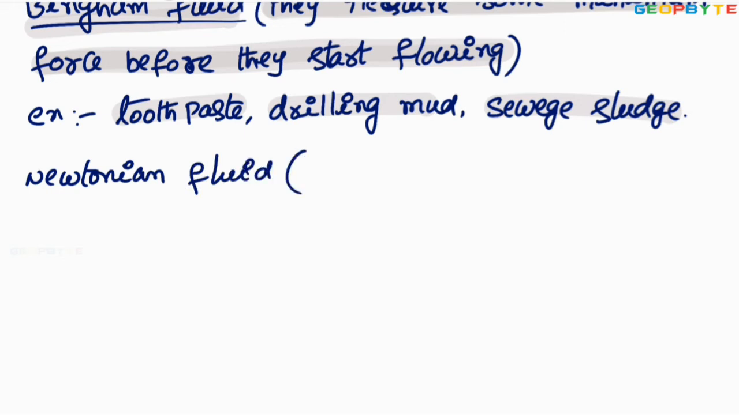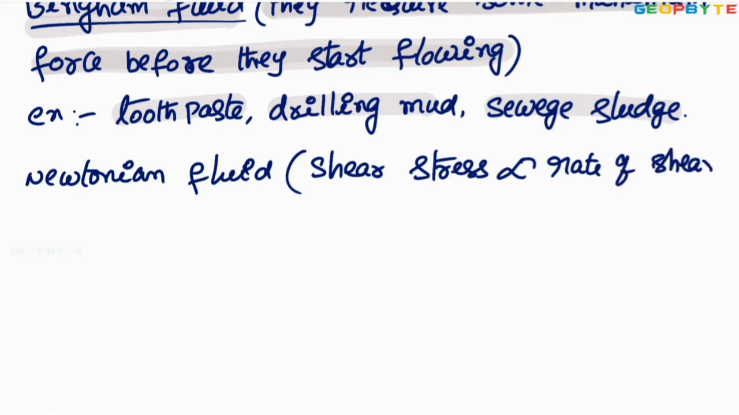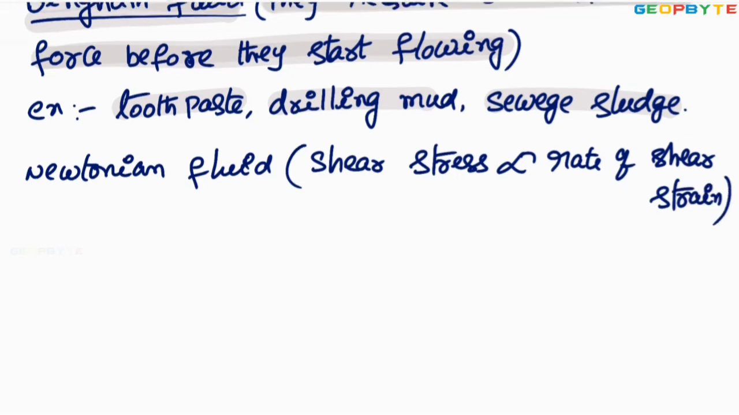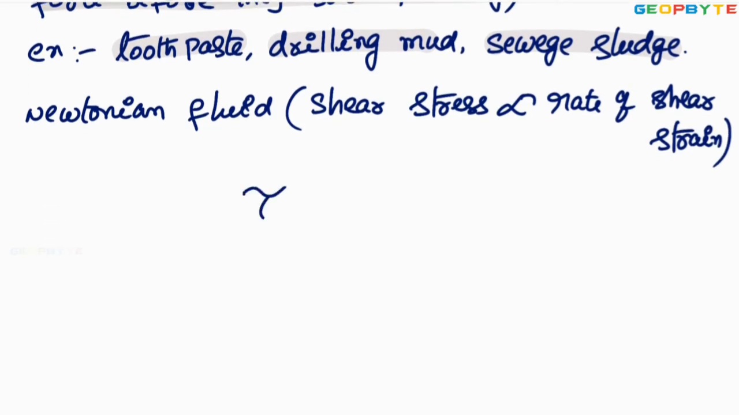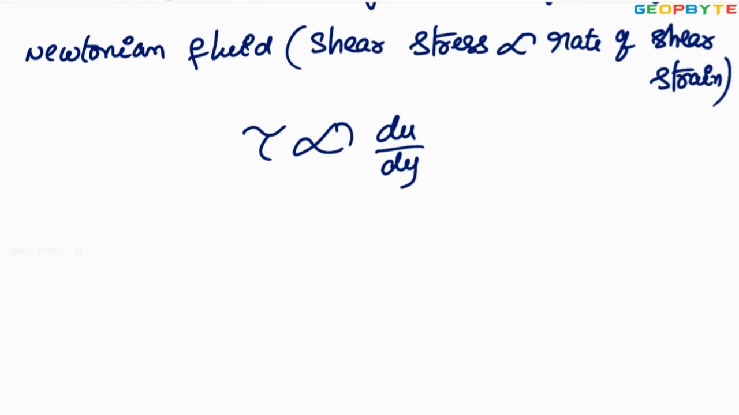Newtonian fluid means shear stress is proportional to rate of shear strain. For a Newtonian fluid, shear stress tau is proportional to du by dy. For eliminating the proportional limit, we keep a constant called dynamic viscosity mu into du by dy.